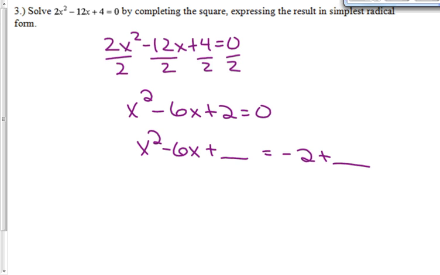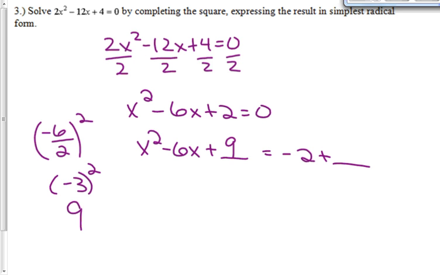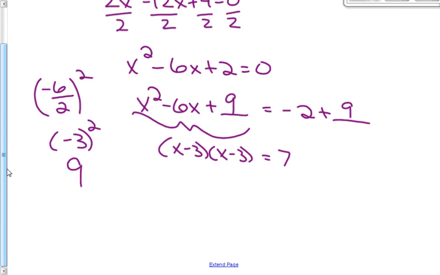Now I'm going to take half of my b value. I'm going to take negative 6 divided by 2 and square it. So I get negative 3 squared, which is 9. Let's add this positive 9 to both sides. Now let's factor this left part. So I get x minus 3 times x minus 3 equals negative 2 plus 9 is 7. You can rewrite this as x minus 3 squared equals 7.